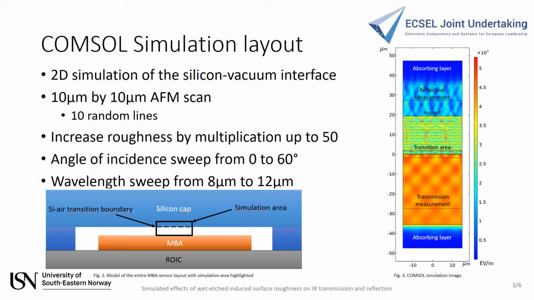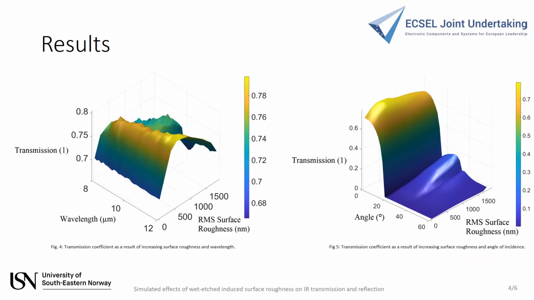line we increase the roughness by multiplying the y deviation by an increasing integer, and investigate what happened to transmission and reflection as we changed the angle of incidence and as we changed the wavelength from 8 to 12 micrometer. After all the simulations have been completed, we average our results and end up with these two plots.